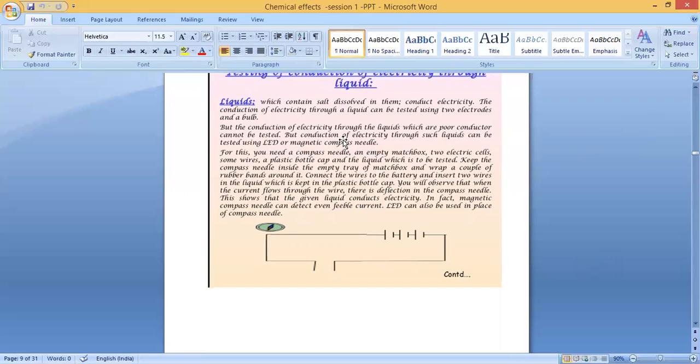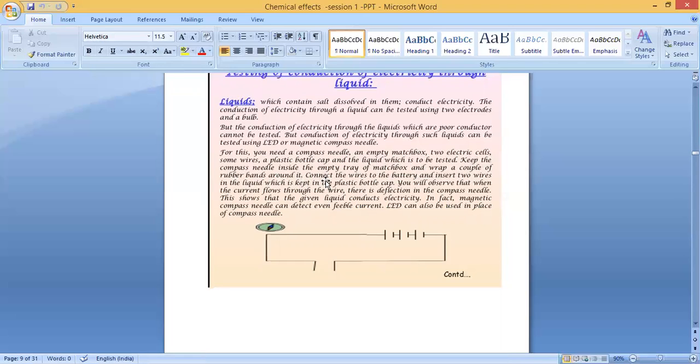Okay, so conduction of electricity through such liquids can be tested using an LED or a magnetic compass needle. For this, you need a compass needle, an empty matchbox, two electric cells, some wires, a plastic bottle cap, and a liquid which is to be tested. Keep the compass needle inside an empty tray of the matchbox and wrap a couple of rubber bands around it.